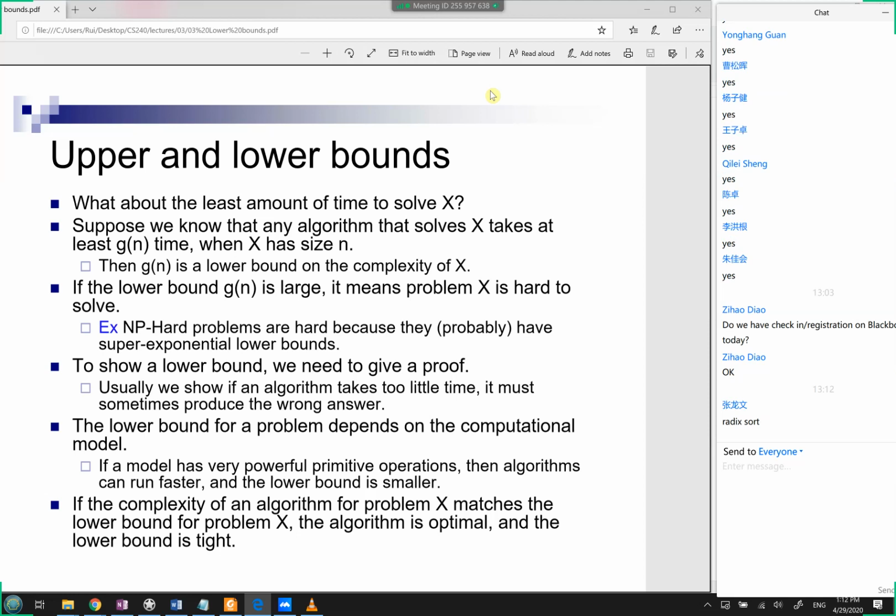Okay, radix sort, yeah. Any other algorithms? Merge sort. Why do you say that? So you think merge sort can actually run in linear time?